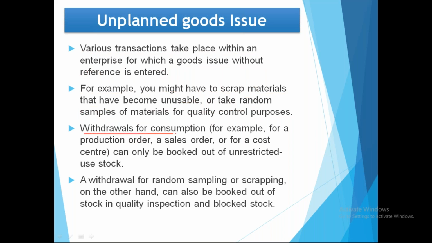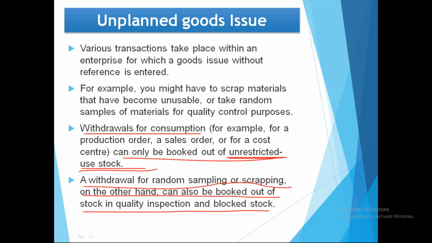Withdrawals for consumption can only be booked out of unrestricted use stock. So normally unplanned goods issue, planned goods issue will be done from the unrestricted use stock, but a withdrawal for random sampling or scrapping, on the other hand, can also be booked out of stock in quality inspection or blocked stock. For random sampling and for scrapping, you can do issue from the quality stock and even from the blocked stock. So this I will show in the system.